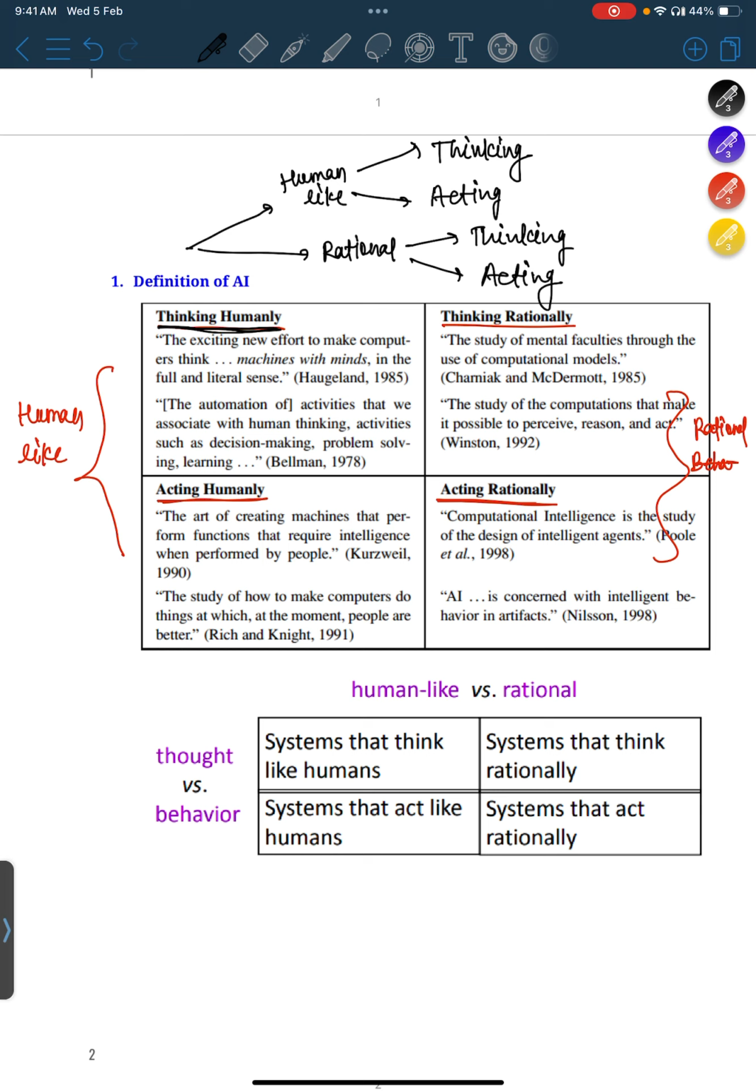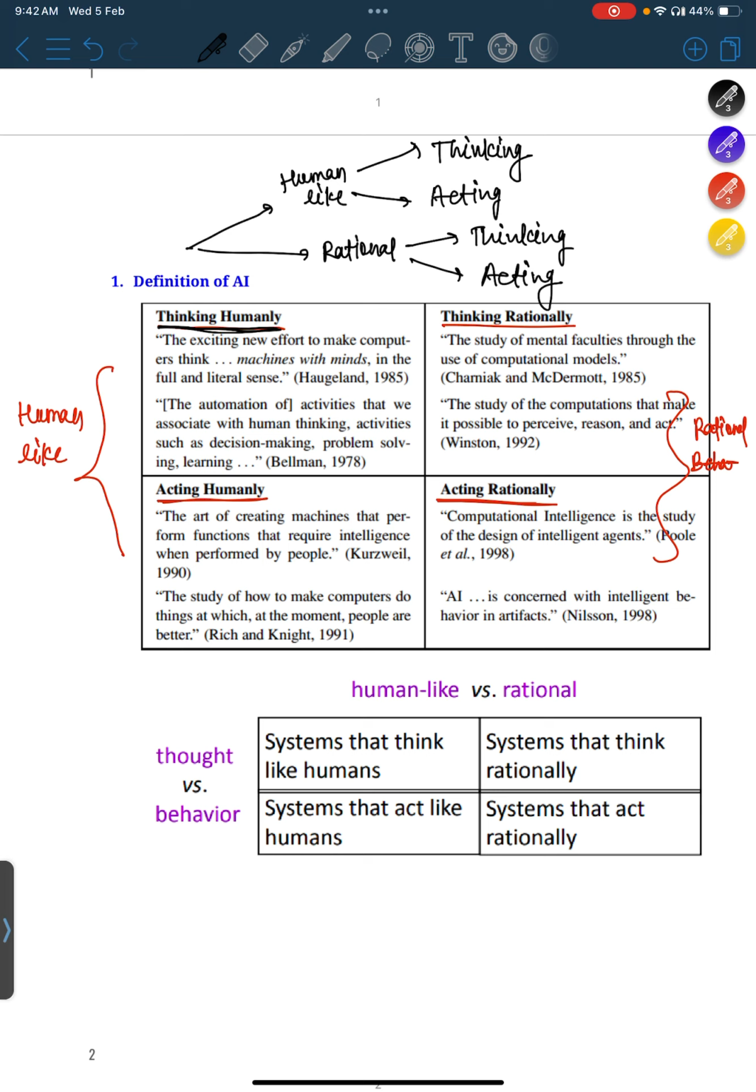Now you might be wondering, how does a human think? How do we know how we think? How does the human mind work? This is a hard thing. We don't know. No one has an exact idea of how the human mind actually works.